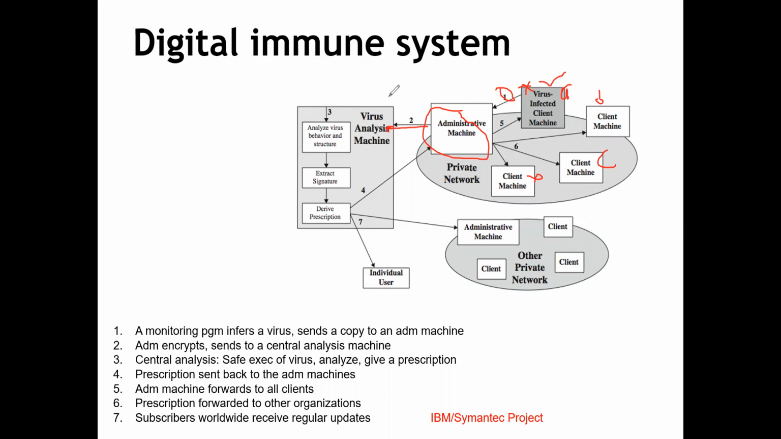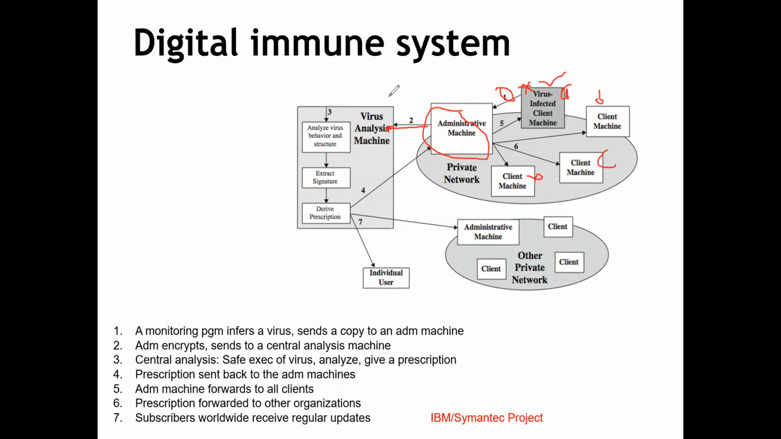Then, of course, number four, it will send a report back to the administrator that we finished picking the prescription, we've extracted the signatures, and the file is now clean. Number five, it will now alert the machine that, yes, you were infected, you got this virus. All these messages and processes are tracked on the administrative machine. And of course, number six, it will send a whole set of prescriptions to all the other machines.